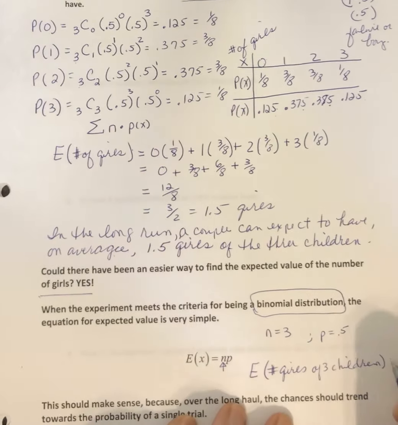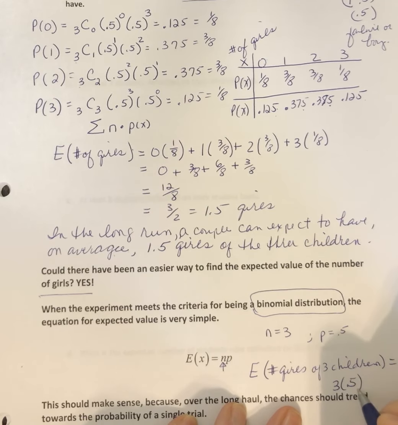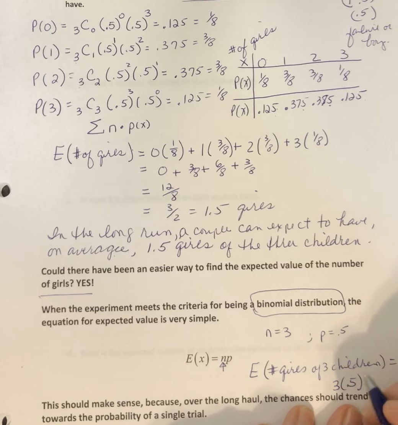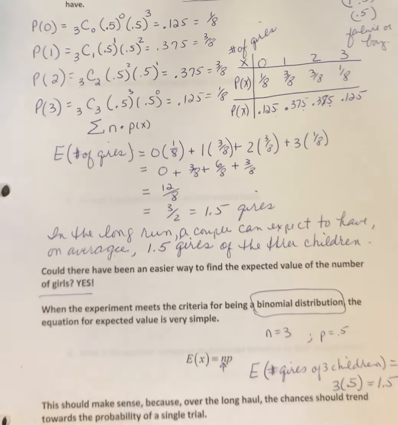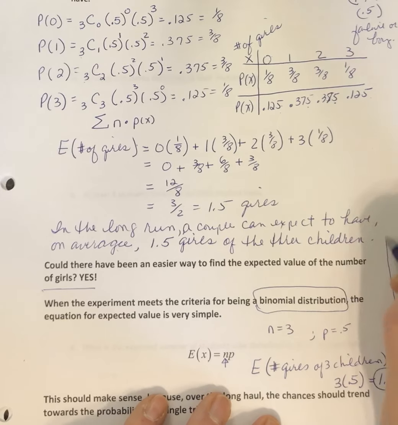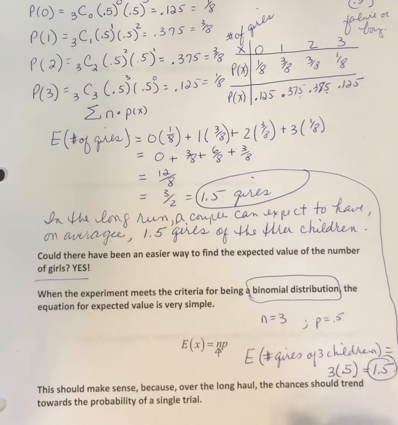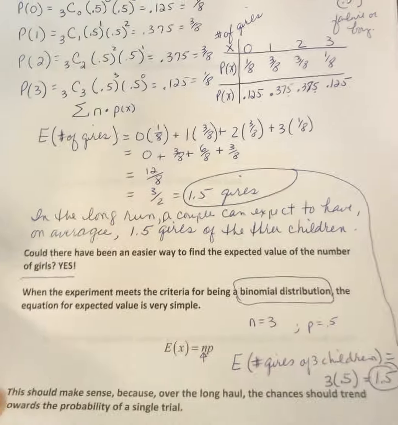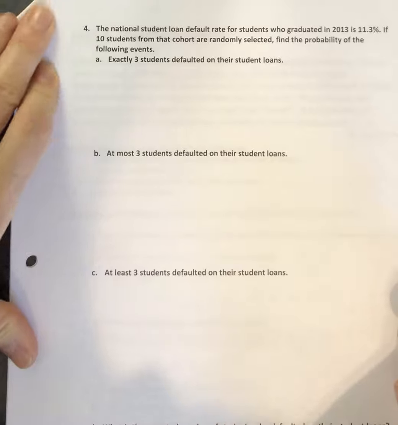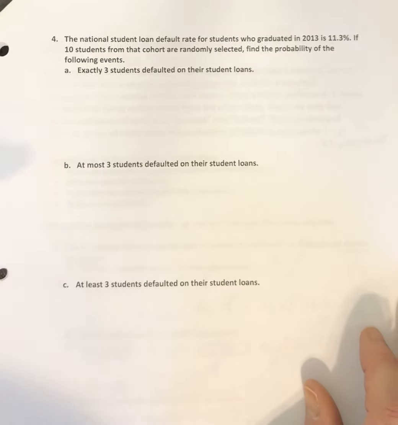So this is the number of girls of 3 children. You're going to take 3 times 0.5, and when you multiply that, you're going to get 1.5, and you'll get exactly the same thing with exactly the same meaning as you got there. And again, it should make sense that over the long run, the chances would tend towards the probability of a single trial. So you're just looking at one thing, and that is statistically sound expected value. So let's work this last page, and we'll combine everything that we've done.